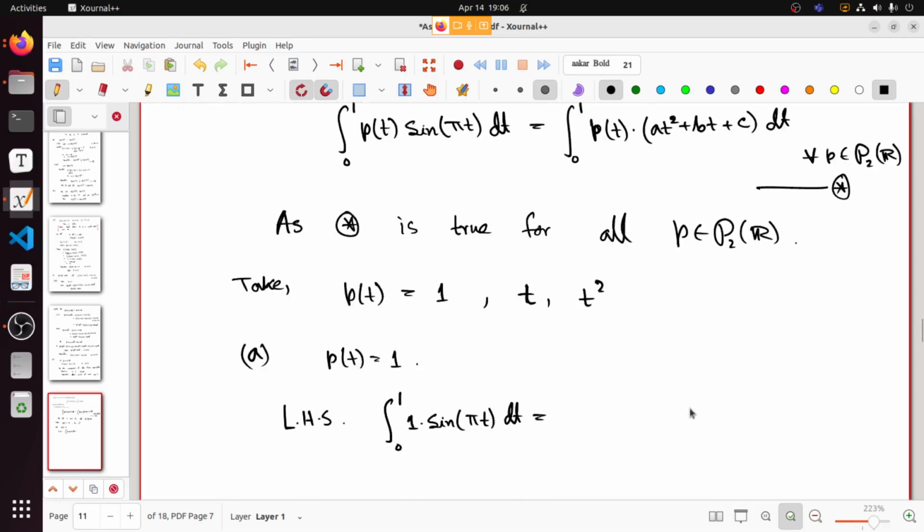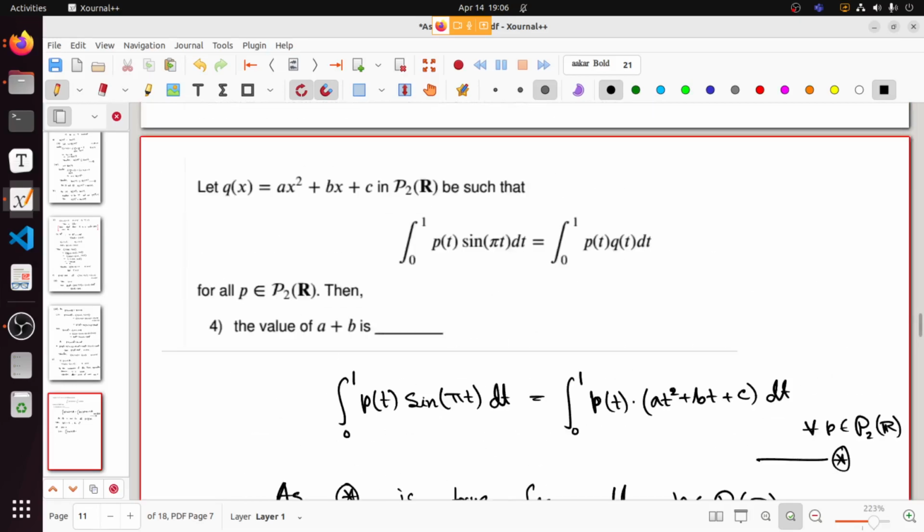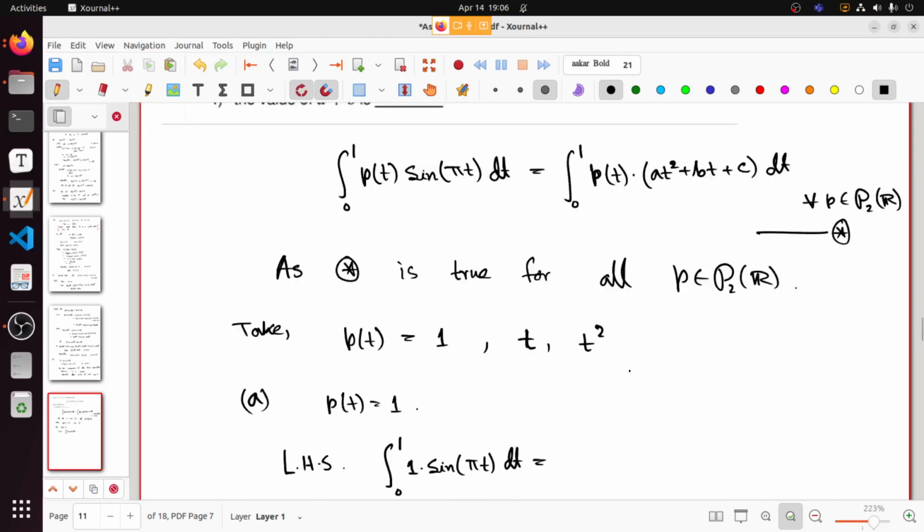Because this is true for all polynomials in P2R, and there are three unknowns, a, b and c, in order to find these three unknowns you need three equations. So by putting 1, t and t square, I will get three equations. Whatever you put, you will always get three equations, and solving three equations, you will get three unknowns. Okay. Yeah.